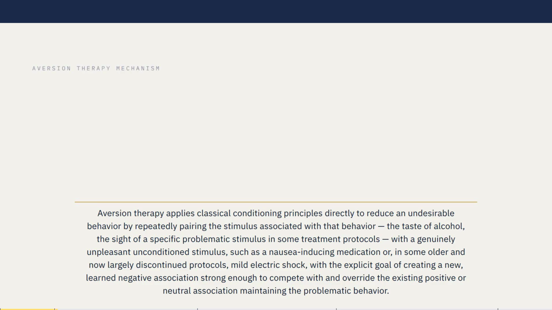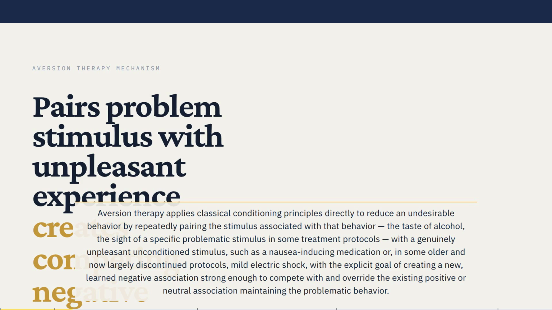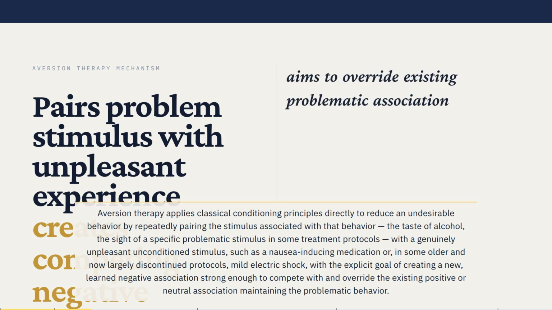Aversion therapy applies classical conditioning principles directly to reduce an undesirable behavior by repeatedly pairing the stimulus associated with that behavior, the taste of alcohol, the sight of a specific problematic stimulus in some treatment protocols, with a genuinely unpleasant unconditioned stimulus, such as a nausea-inducing medication or, in some older and now largely discontinued protocols, mild electric shock, with the explicit goal of creating a new, learned negative association strong enough to compete with and override the existing positive or neutral association maintaining the problematic behavior.